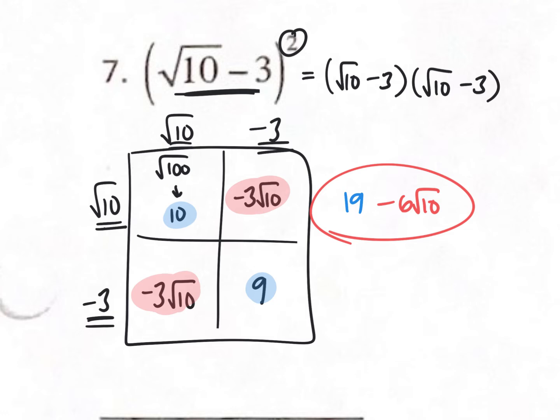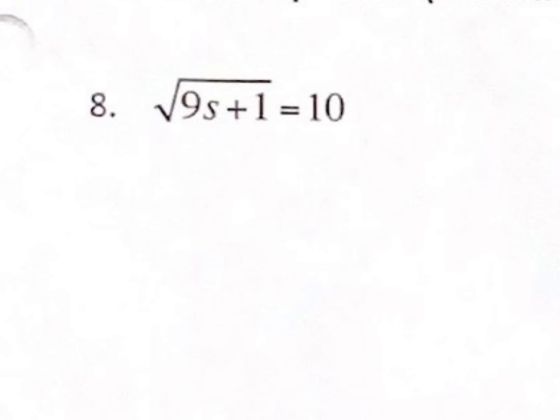All right, now we're going to go ahead and move to the back page and do solving radical equations. Okay, so here we are on the back side. We have a square root on the left side with 9s plus 1 underneath it, and then 10 on the right side. The first step is to make sure your square root is by itself.